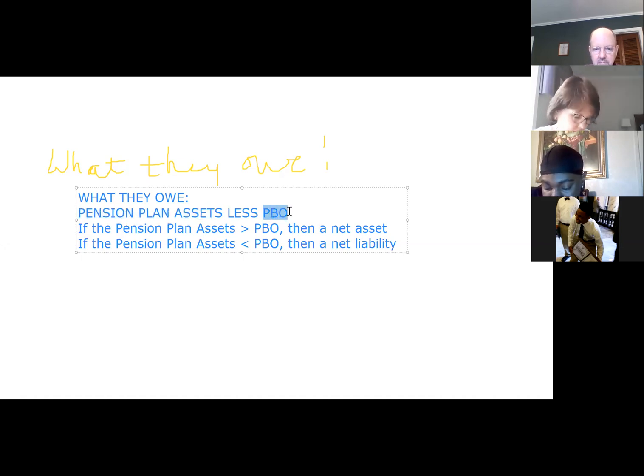PBO is what the employer owes. So if there's more invested for the employees than they owe, then they've prepaid and have a net asset. But if the pension plan assets are less than the PBO, then it's a net liability. They have not invested enough in the plan to cover what they owe.